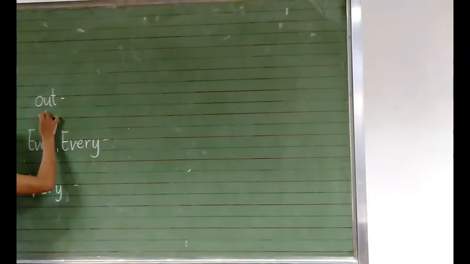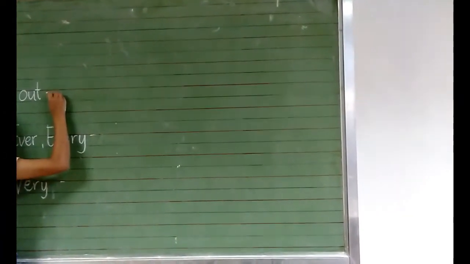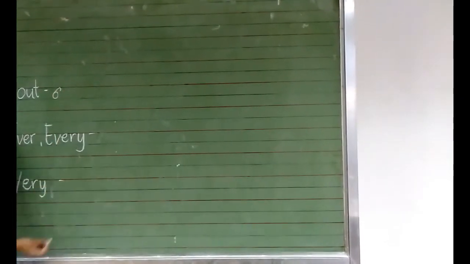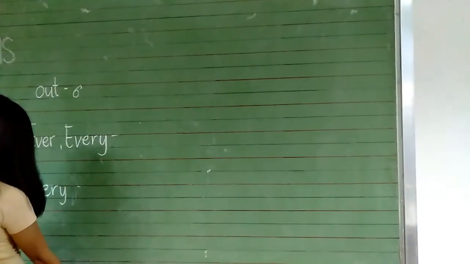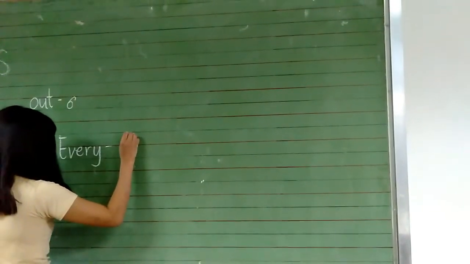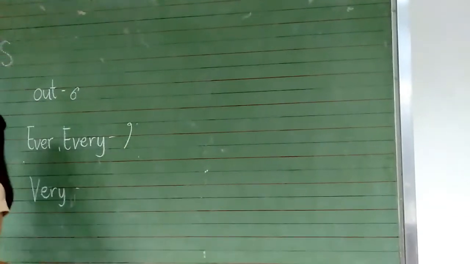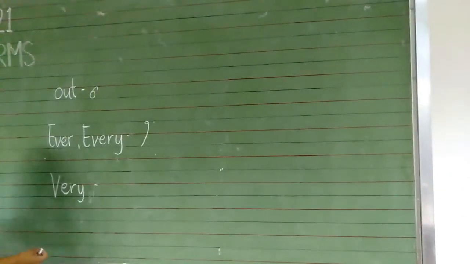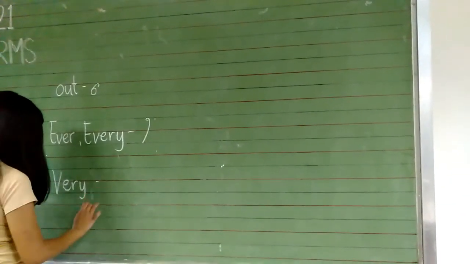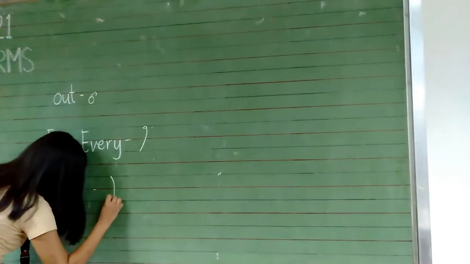Next is out. It's represented by A and OO stroke. Fifth, next brief form is ever and every. It's represented by E stroke and V stroke. The last is very. It's represented by V and E stroke.